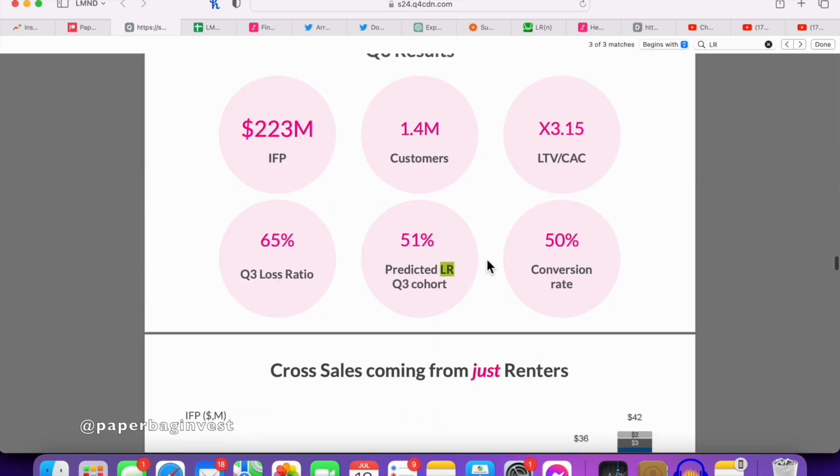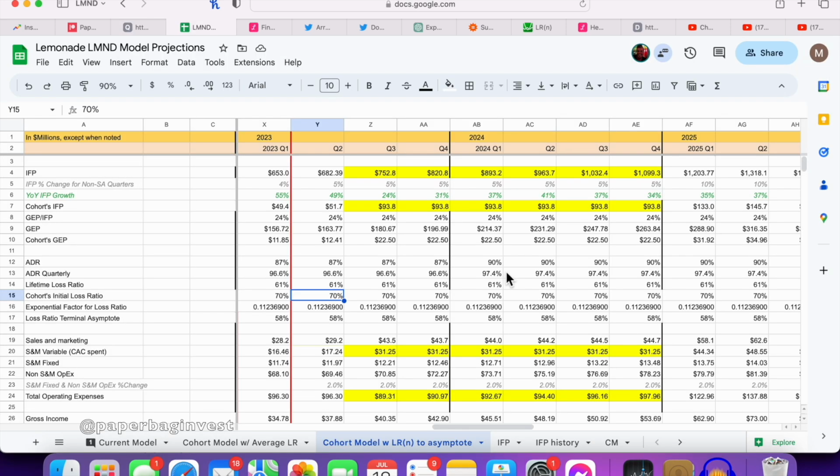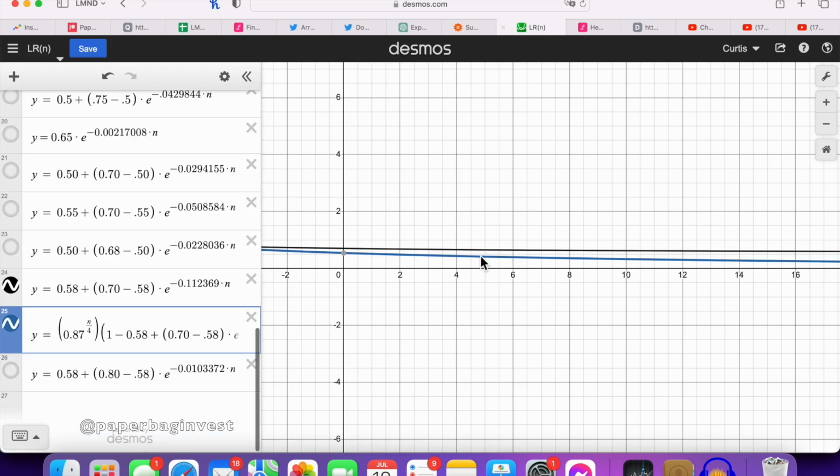Renters are extremely profitable, and there's 1.4 million renters, so a ton of renters, a large part of their customer base, and they're predicting a 51% loss ratio. So you have some average between 50% and 80%, is my guess, where the new business is coming in at a loss ratio. So that's my guess why 70% was a good initial number, and it was nice that that fit that curve, that plot, basically exactly to the data that we had.